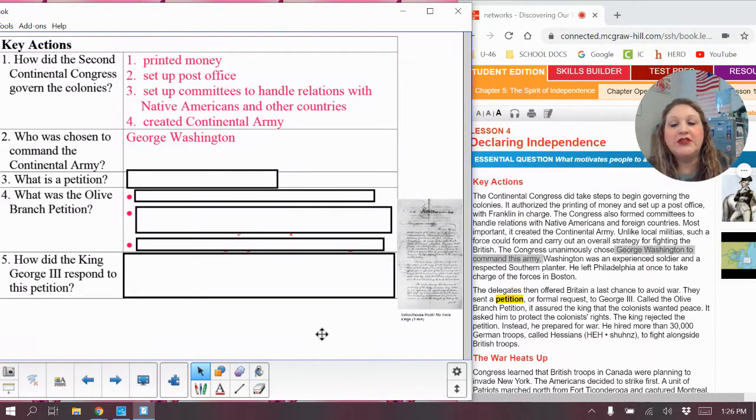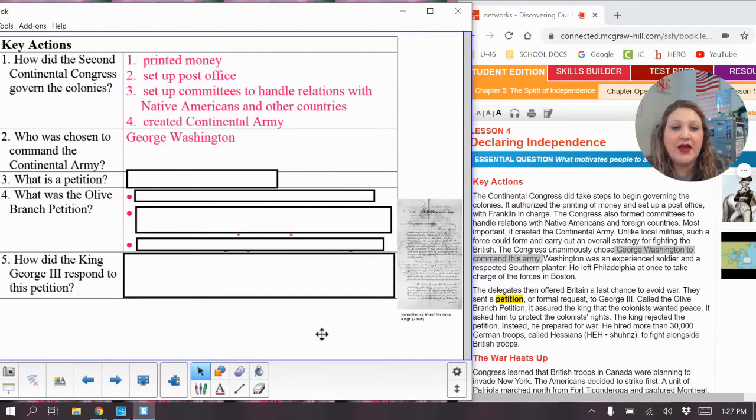So number 3, we're looking for a definition of this word petition. You may know a definition of this word, but it's probably a little bit different than what you're thinking. I am going to, again, continue to read here. The delegates then offered Britain a last chance to avoid war. They sent a petition or a formal request to George III called the Olive Branch Petition. It assured the king that the colonists wanted peace. It asked him to protect the colonists' rights. The king rejected the petition. Instead, he prepared for war. He hired more than 30,000 German troops called Hessians to fight alongside British troops.